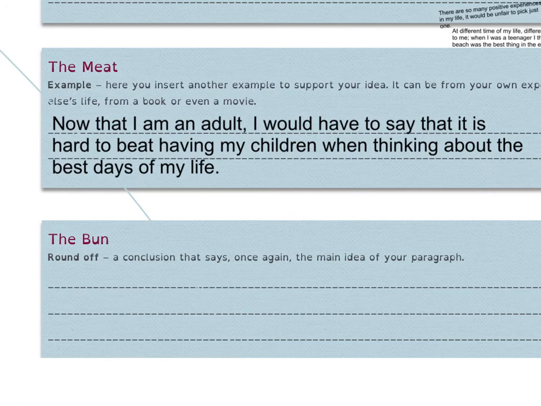So now we're up to the meat, which is still a detail. It is still an ingredient in the burger. So the meat is another example that we want to give to make our sentence have more impact, to make it more detailed, to make it a really delicious burger. So for my sentence, I've put here, now that I am an adult, I would have to say that it is hard to beat having my children when thinking about the best days of my life.